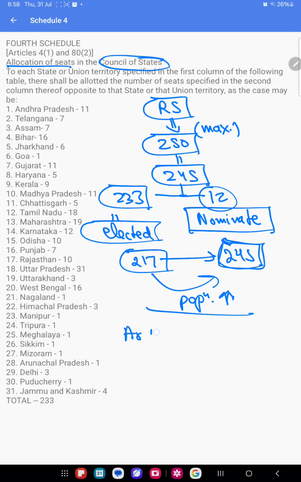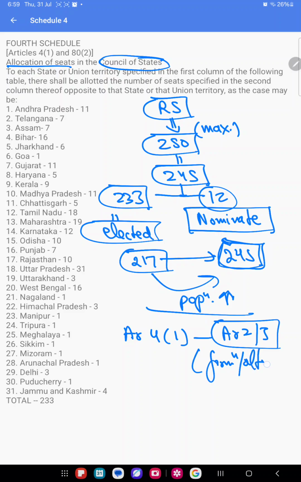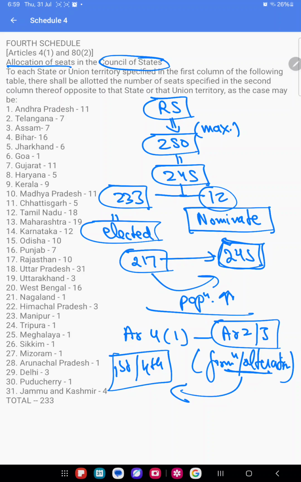As per Article 4 Clause 1, when Parliament passes a law under Article 2 or Article 3, which deals with formation or alteration of states, it must also include the changes after this in the first and fourth schedule whenever necessary. Since these articles alter the states or form new states, those changes must be reflected in the first and fourth schedule, and the fourth schedule here deals with allocation of seats to the Council of States.